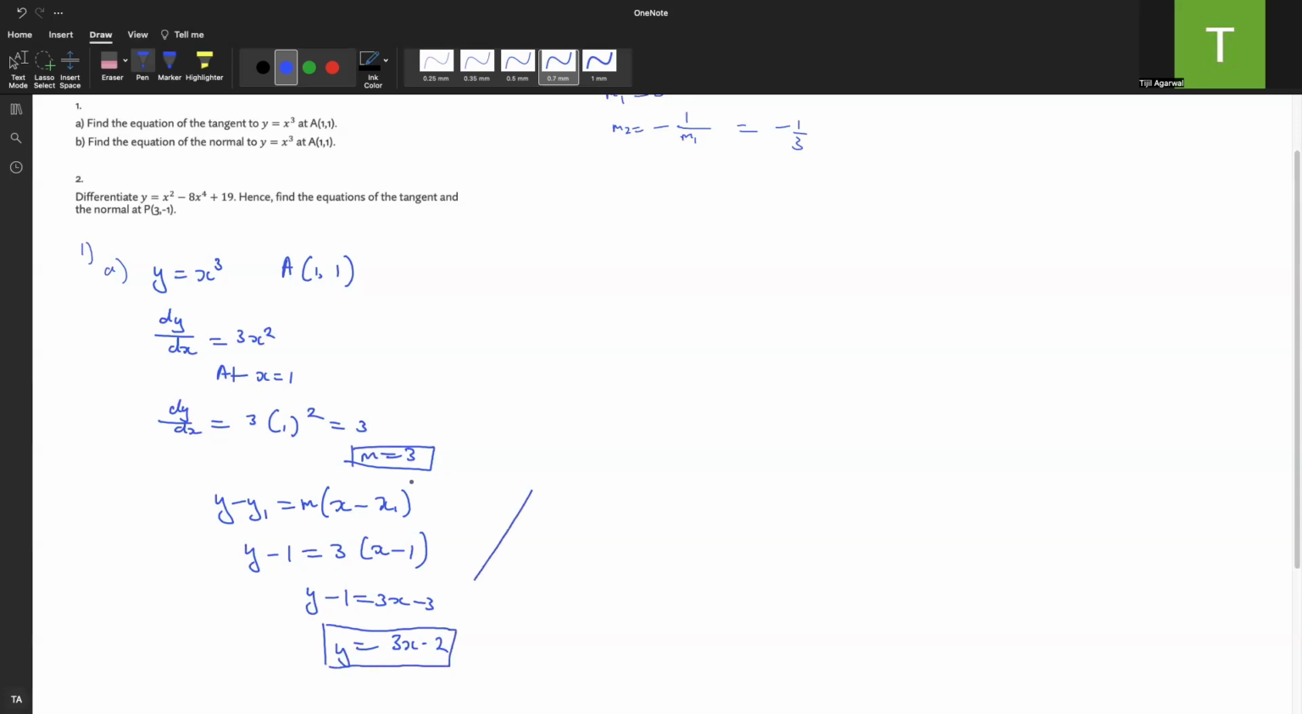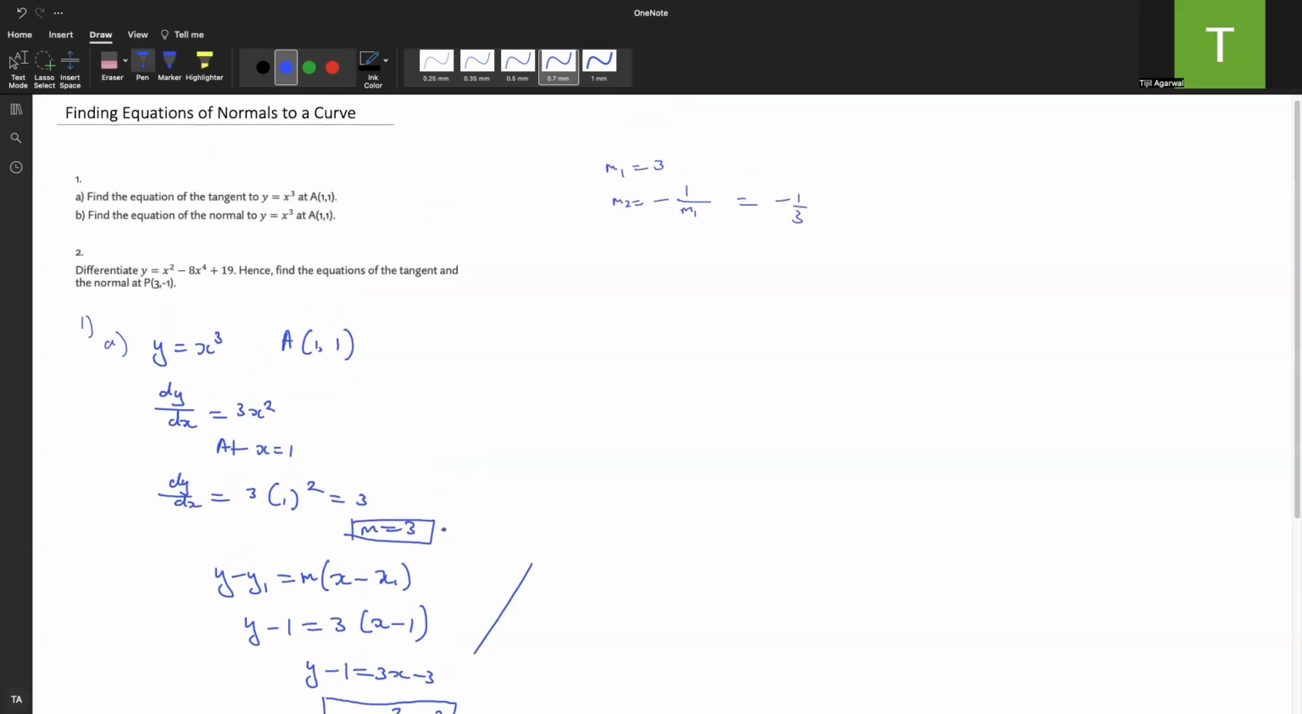Now for the normal, as we said, the normal is the line that is perpendicular to the tangent. So if the gradient of our tangent is 3, which I'll write as m1, then the gradient of our normal is going to be -1 over 3, similar to what we said over here. It's just m2 is equal to -1 over m1.